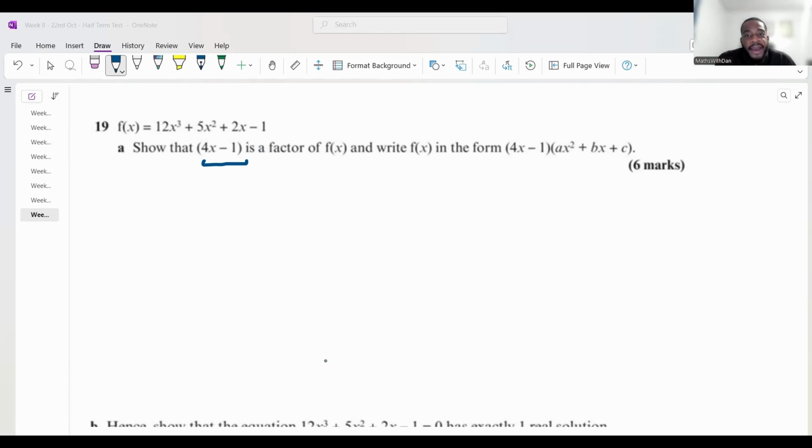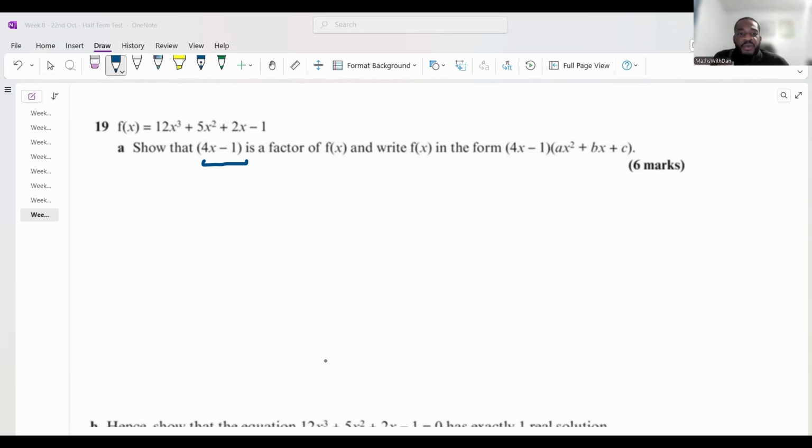Not quite, make x the subject, right? What you could do is long division, couldn't you? Exactly, Dominic. I use long division, and then at the end of the long division, what should I expect to get at the bottom if it's a factor? Exactly. We should get zero, right?